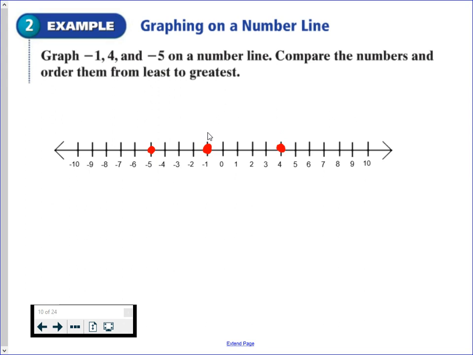And then it says compare these numbers least to greatest. Here's how I remember it. Least left. Least left. So which one is on the left? A -5.